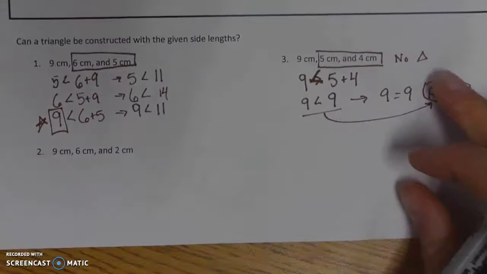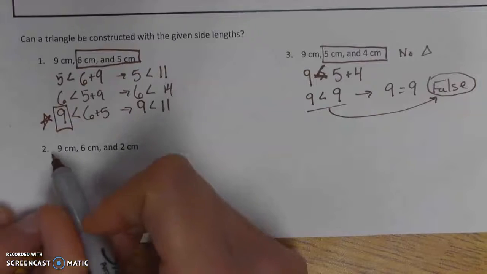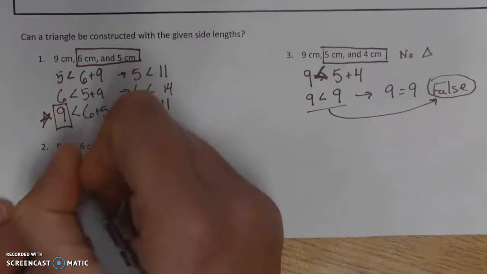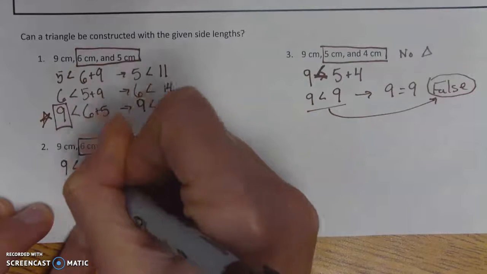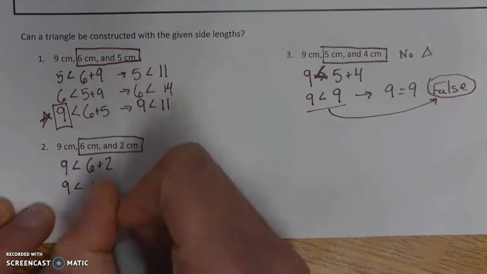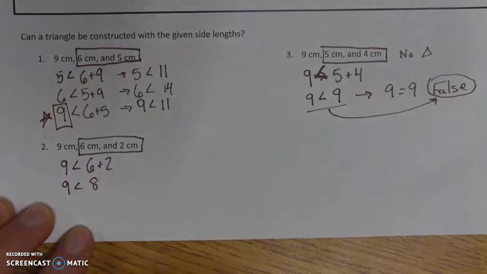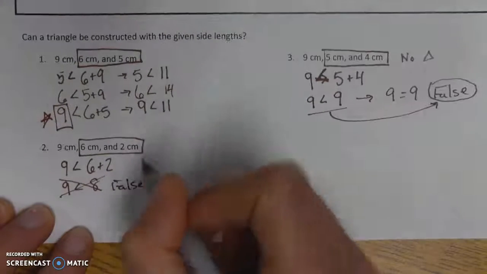You can also find instances where it's just impossible to make the triangle. So, for instance, looking at the algebra in this final one, I'm going to again look at my largest side compared to my 2 smallest. Is 9 smaller than 6 plus 2? Well, that's a resounding no, because 9 is not smaller than 8, or 6 plus 2. So since this is not true, this can't form a triangle.